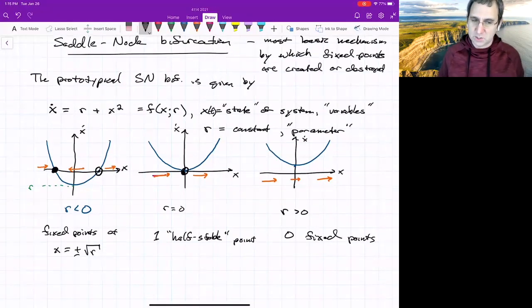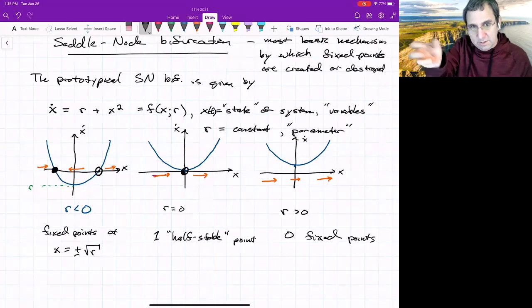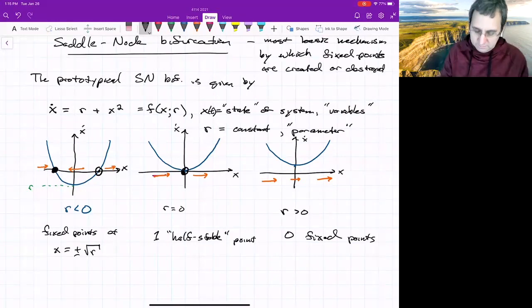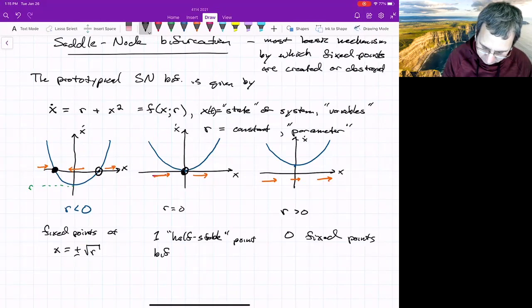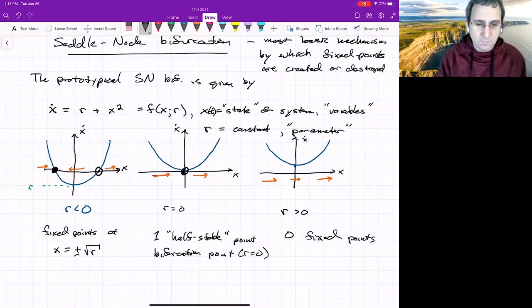This half stable point situation we would call the bifurcation. So in this example, we say a bifurcation occurs at R equals 0. If R was a knob that we could turn, then for R less than 0, we've got 2 fixed points. For R greater than 0, 0. And there's this very special point. So this is the bifurcation point. So it's R equals 0.